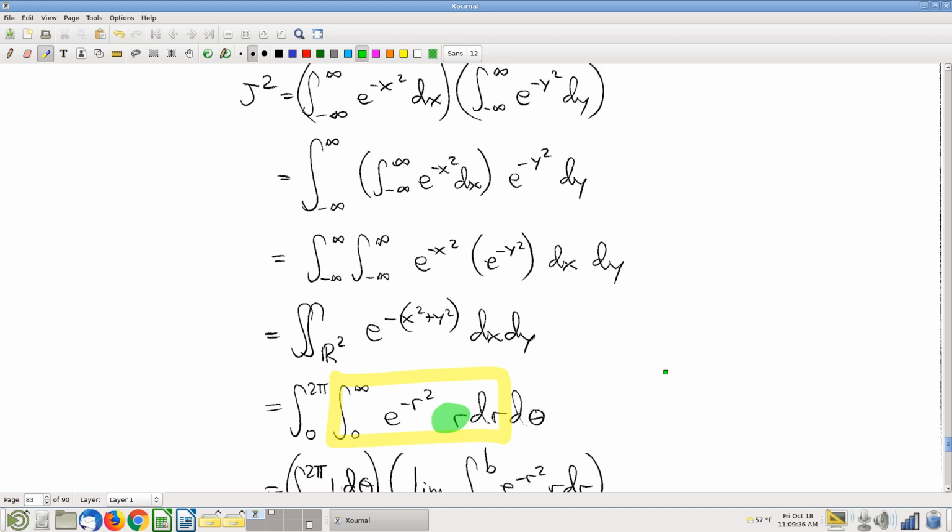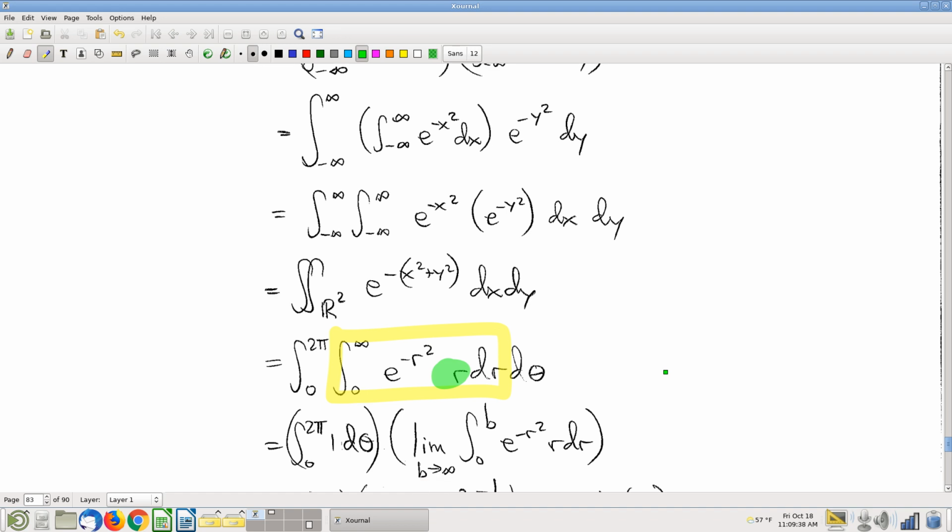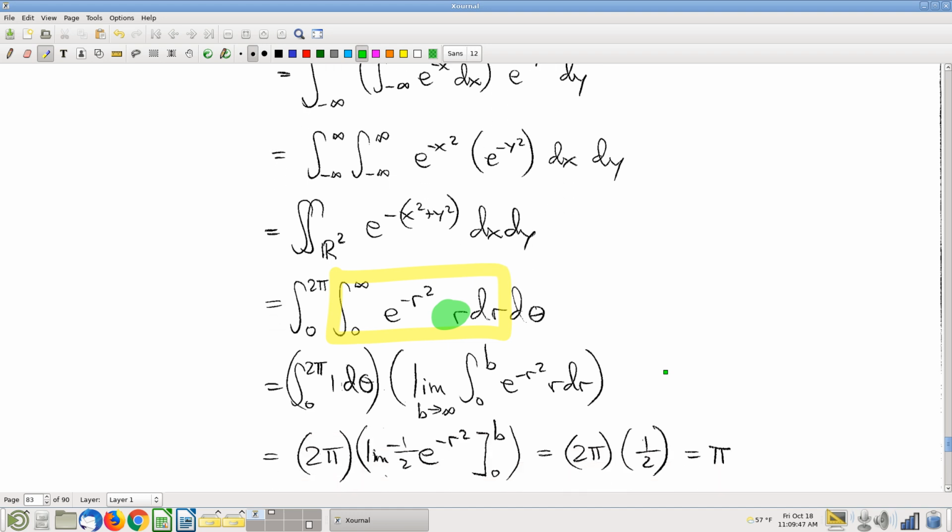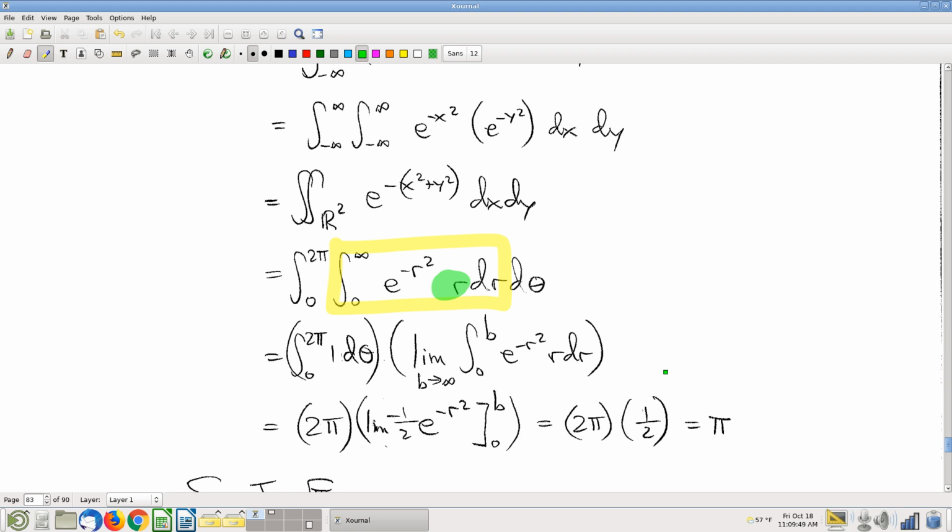I can now just do an easy little substitution. That yellow integral, just let u equal negative r squared. Easy antiderivative. That's an improper integral, so you have to take a limit as b goes to infinity. But really, it's all single variable calculus for the rest of this calculation.